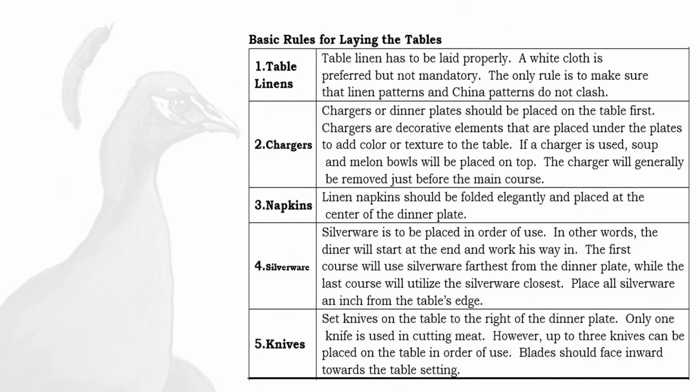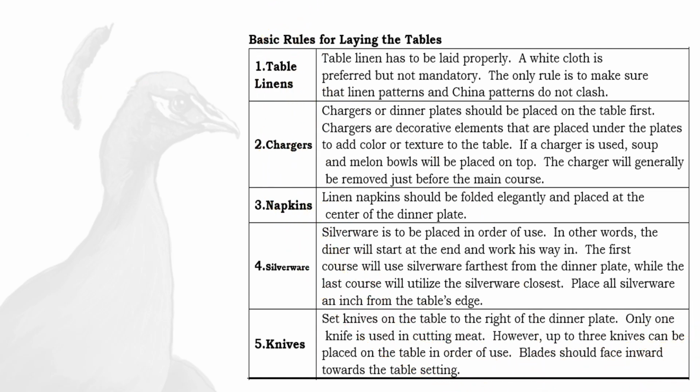Number 2, chargers. Chargers or dinner plates should be placed on the table first. Chargers are decorative elements that are placed under the plates to add color or texture to the table. If a charger is used, soup and melon bowls will be placed on top. The charger will generally be removed just before the main course.